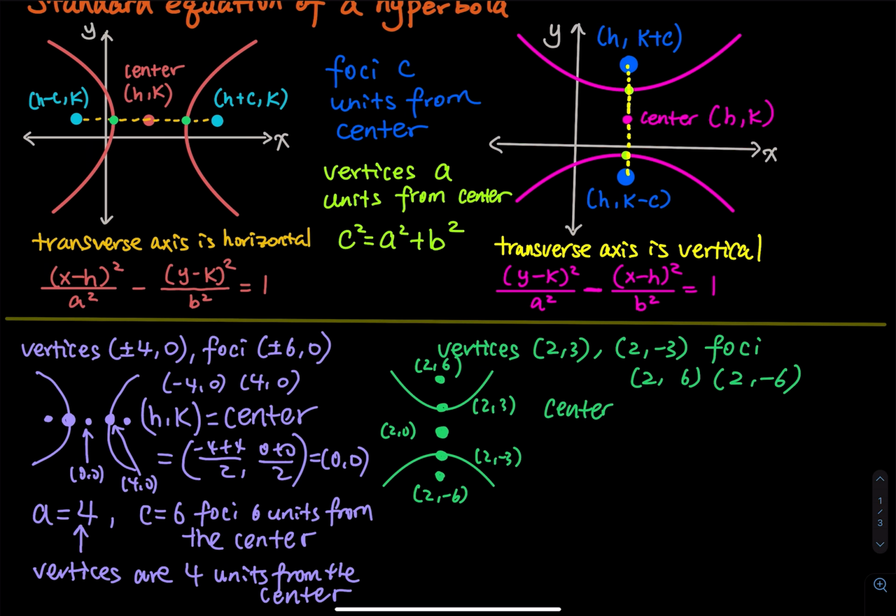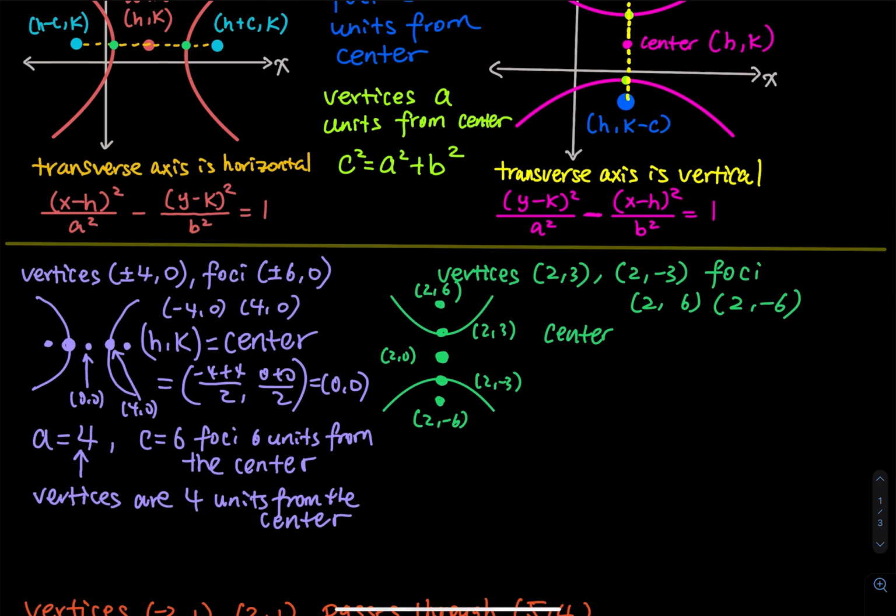But we don't need c to write the standard equation. We will need b to write the standard equation, right? And then you have to recall that c square equals a square plus b square. So you know c, that is 6 square. So you have 6 square, you know a, 4 square, plus b square. So you have 36 minus 16. Then b square is equal to 20, and then b is equal to square root of 20.